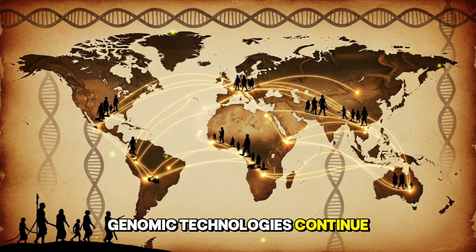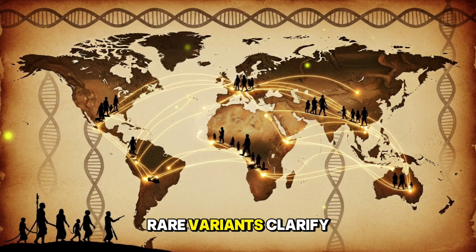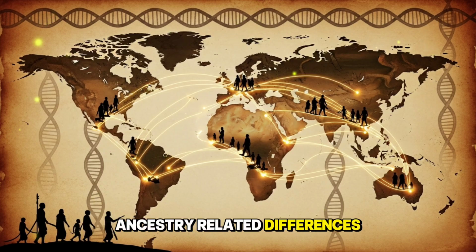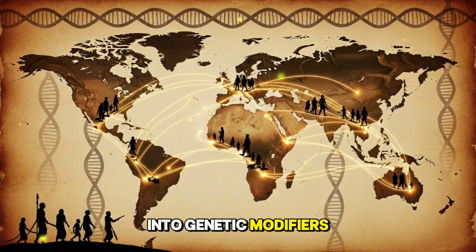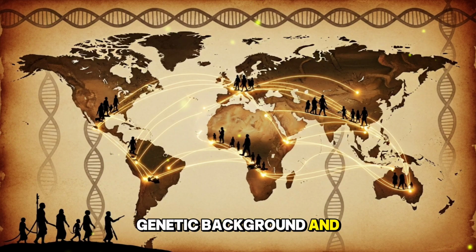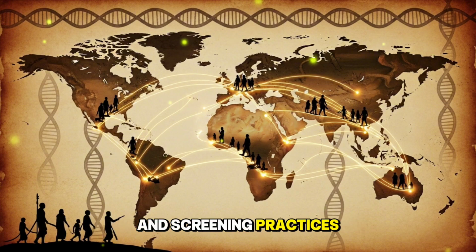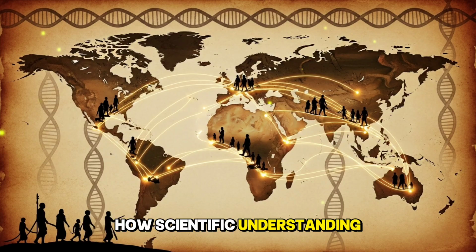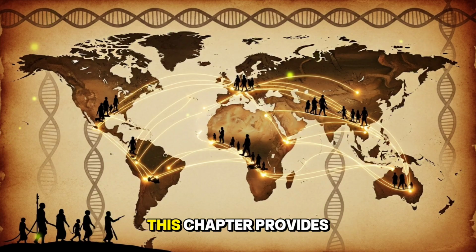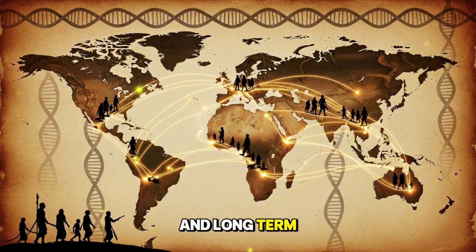Genomic technologies continue to refine diagnostic accuracy. Sequencing methods identify rare variants, clarify ancestry-related differences, and support research into genetic modifiers that influence disease expression. These insights contribute to personalized approaches that consider both genetic background and environmental factors. Collectively, modern research and screening practices demonstrate how scientific understanding and public health strategies intersect. This chapter provides a foundation for examining emerging therapies and long-term management approaches in the context of global population change.